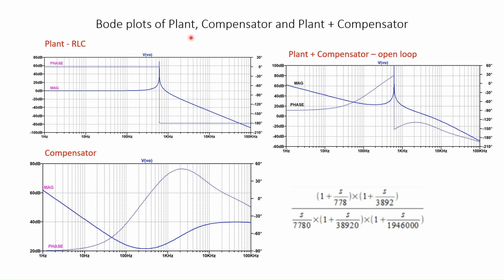Bode plots of plant, compensator and plant plus compensator are shown here. The plant is the RLC plant. As we have already seen, the magnitude peaks at the resonant frequency, which is 1 over root LC. Before the resonant frequency, the magnitude is 0 dB. After the resonant frequency, it falls at 40 dB per decade because of the double pole, the omega square term in the denominator.